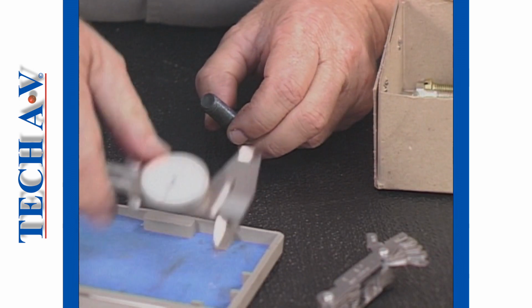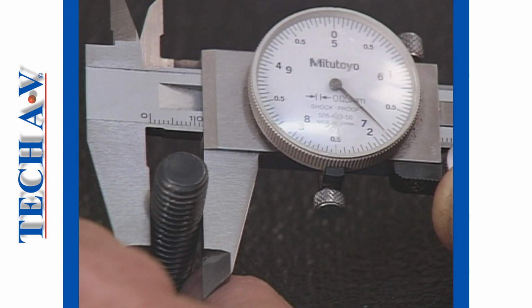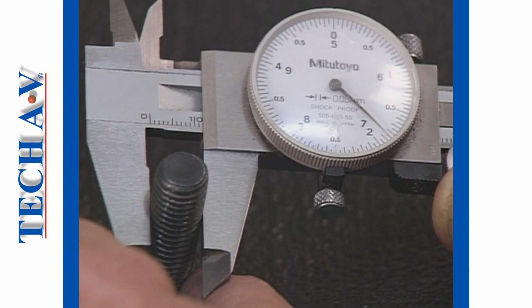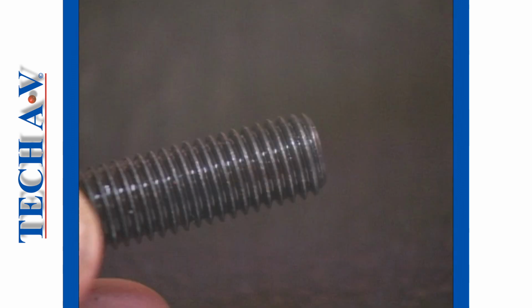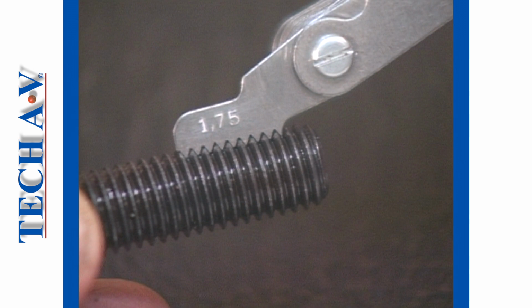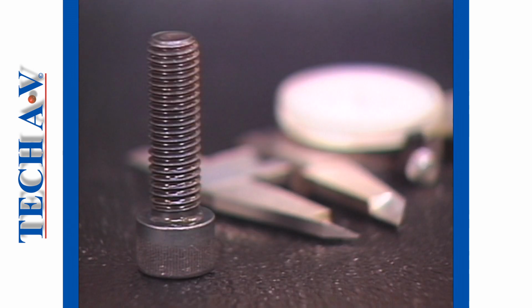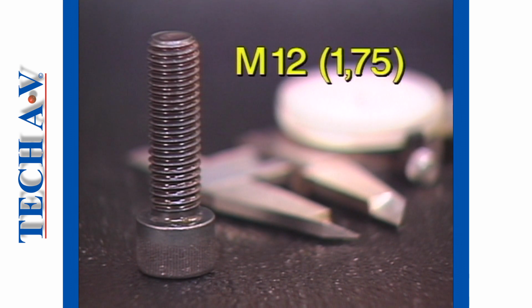Let's work through another example, again with a metric thread. Measuring tells us that we have a 12 millimeter sized cap screw, and by using our pitch gauge, we see that the pitch is 1,75 millimeters. We can now specify its standard size and pitch as metric, 12 millimeters with 1,75 millimeter pitch.